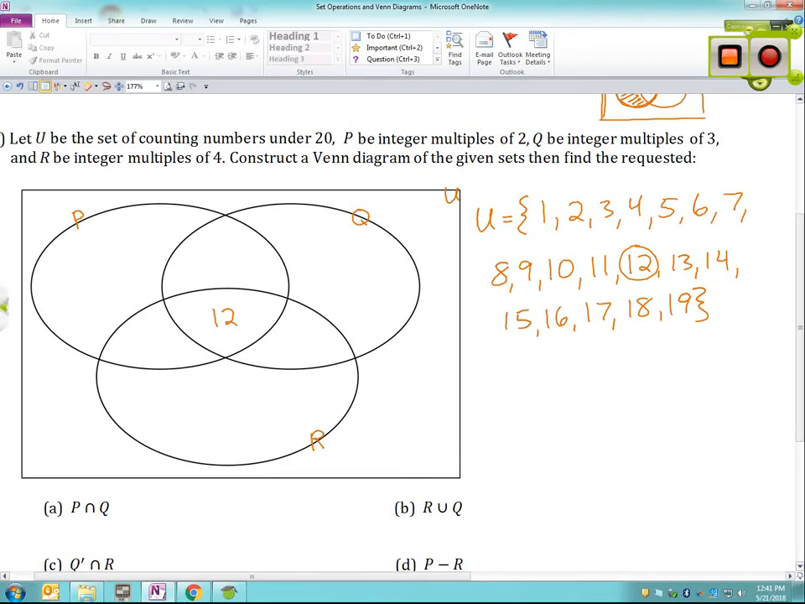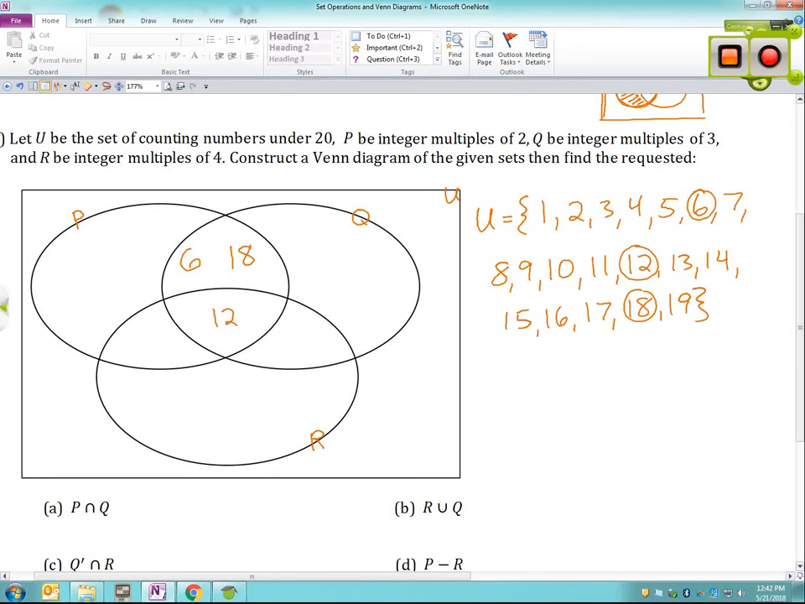So I'm looking at P and Q. P is multiples of 2, Q is multiples of 3, so I'm looking for multiples of 6, which are going to be 6, and then 12 we already have, and 18, okay? So 6 and 18 are the 2 numbers that are elements of P and Q, so that's the intersection, P and Q, but not R, okay? And we already have 12 in there. Like I said, we're not going to write that twice.